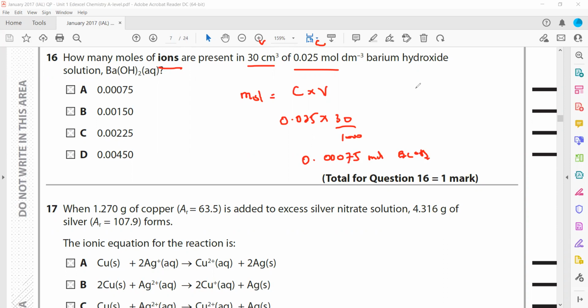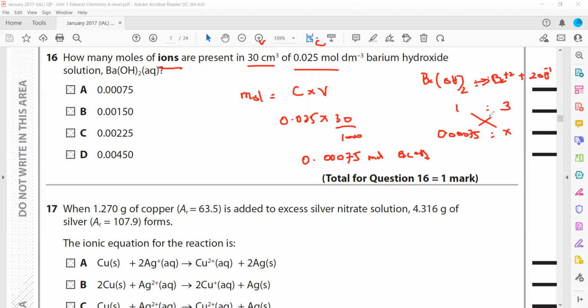0.015, I guess. So now we need the ratio between the molecule, barium hydroxide, and the ions, because 1 mole will dissociate into 1 barium ion and 2 hydroxide ions. So 1:3 is the ratio. So 0.0075, this will be x, cross multiply.